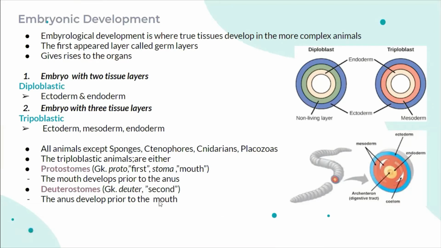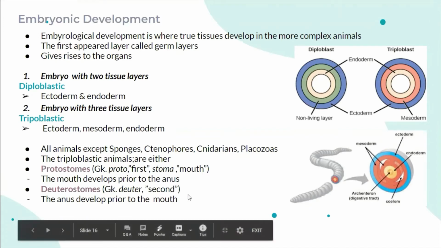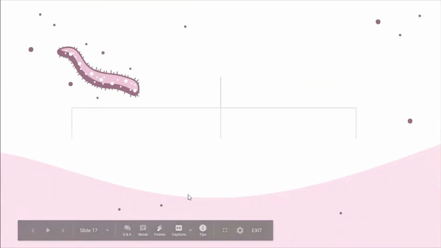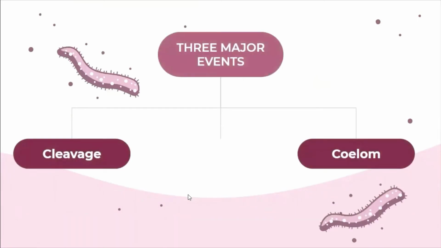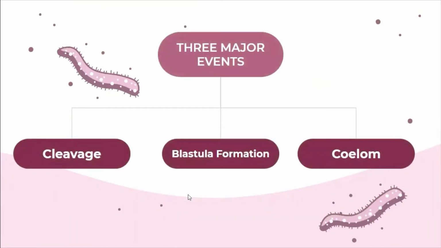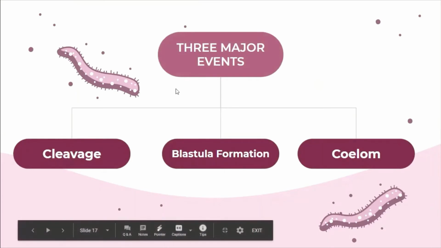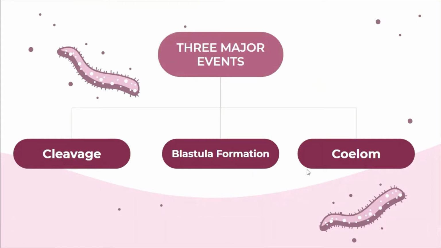To differentiate between protostomes and deuterostomes, we're going to have a look at the next slides. In the next slides, we're going to talk about the three major events that differentiate between the protostomes and deuterostomes. The three major events consist of cleavage, blastula formation, and coelom formation.